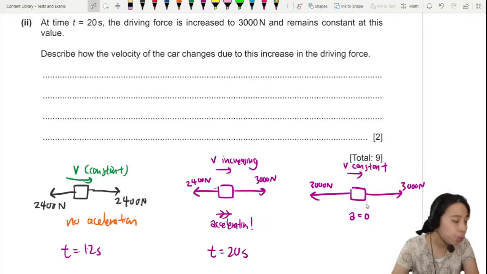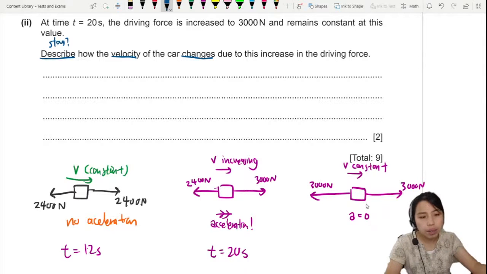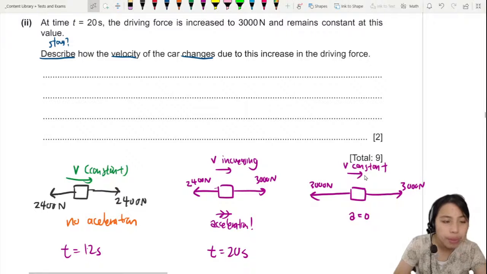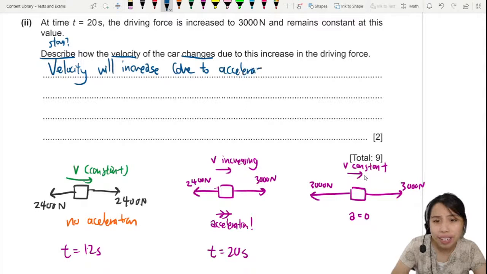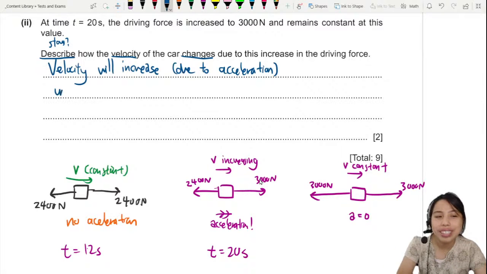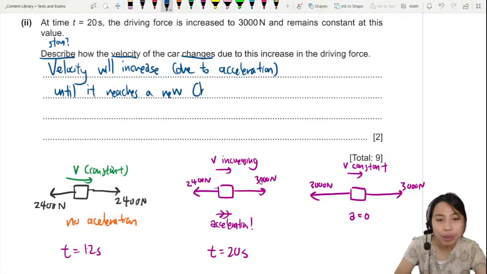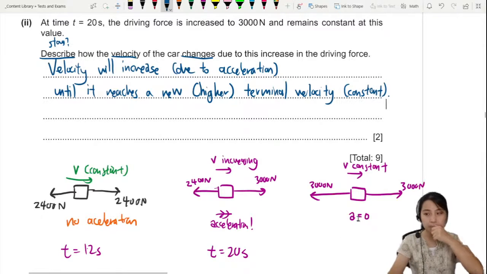Right. So how do we explain this in English? You want to describe, tell a story, how the velocity changes. So we say at first it is constant. Then at 20 seconds, it increases. So we say velocity will increase due to acceleration, because now we have a big driving force, 3000. But it will eventually become constant. So it's an increase until it reaches a new or higher terminal velocity. Terminal velocity that is constant. A side note to yourself: this is constant, no more acceleration. That's this diagram on the right.